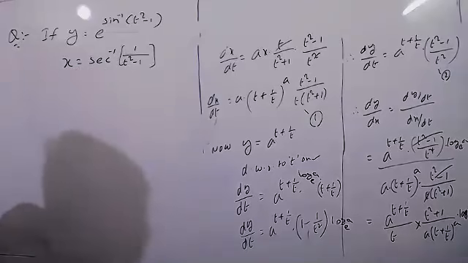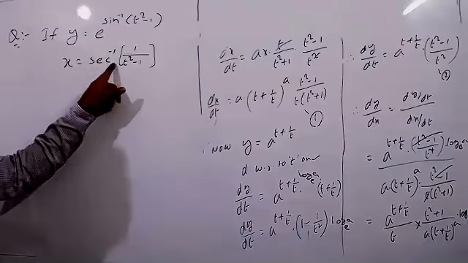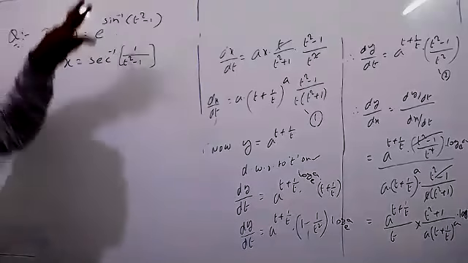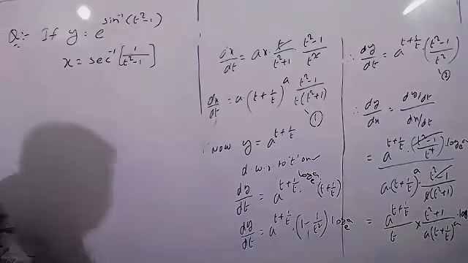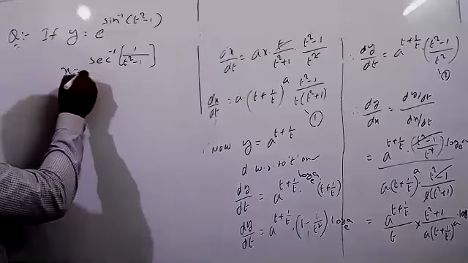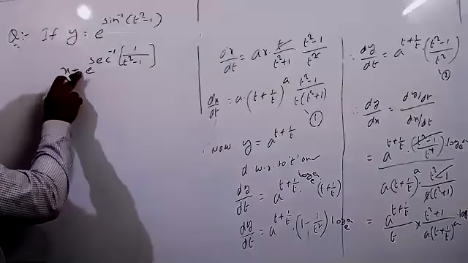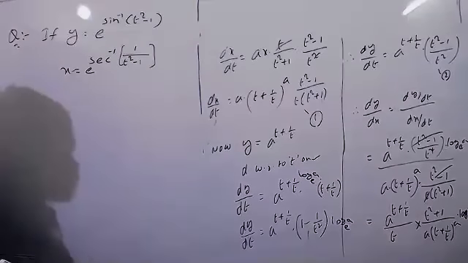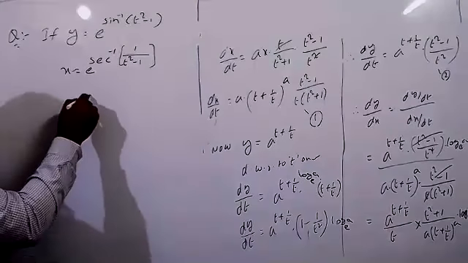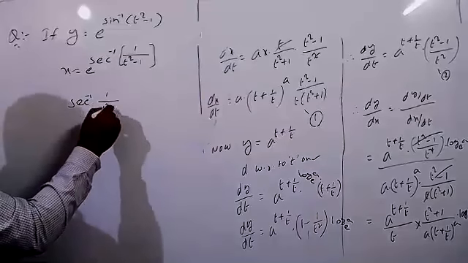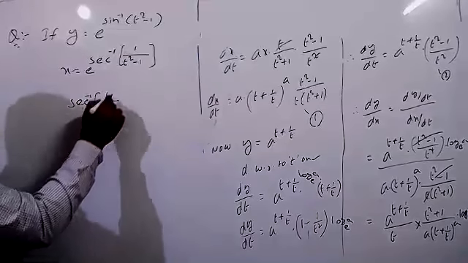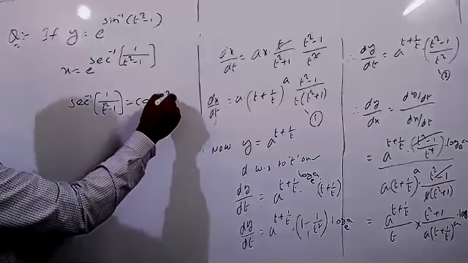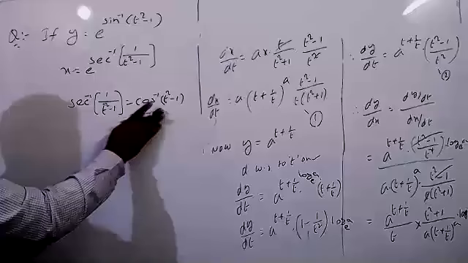Sir, here, see now, they gave us a small logic here. Y equals, anyhow, we got now e power sin inverse of t square minus 1. Sorry, it is x equals e power secant inverse of 1 by t square minus 1. In this question, secant inverse of 1 by t square minus 1 can be written as cos inverse of t square minus 1. I think both are correct.